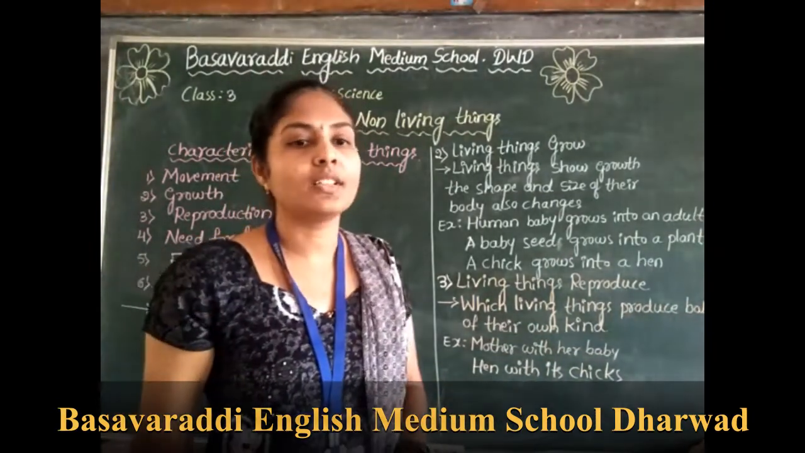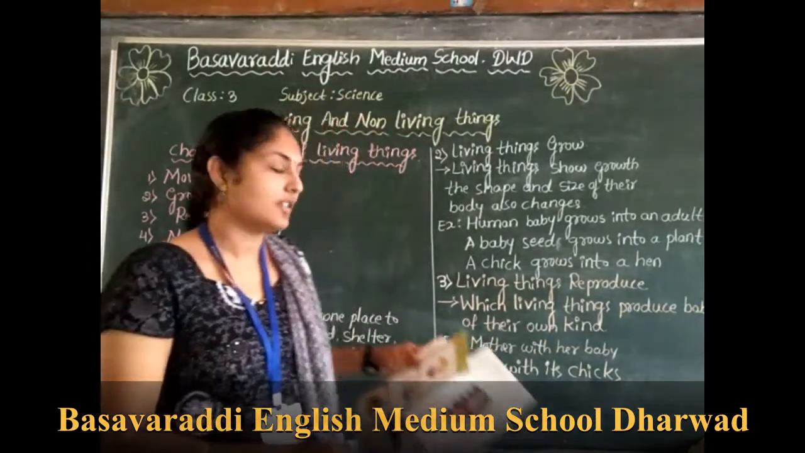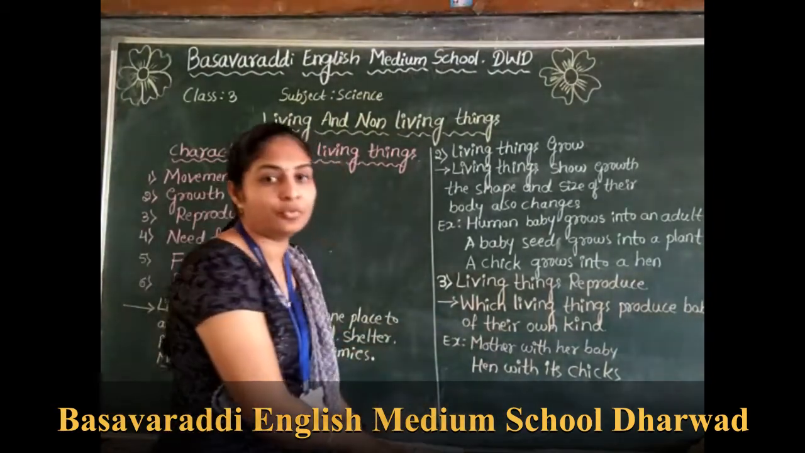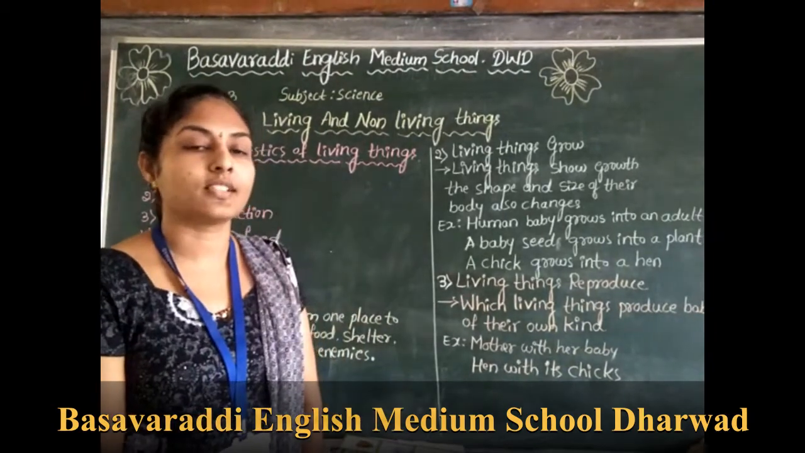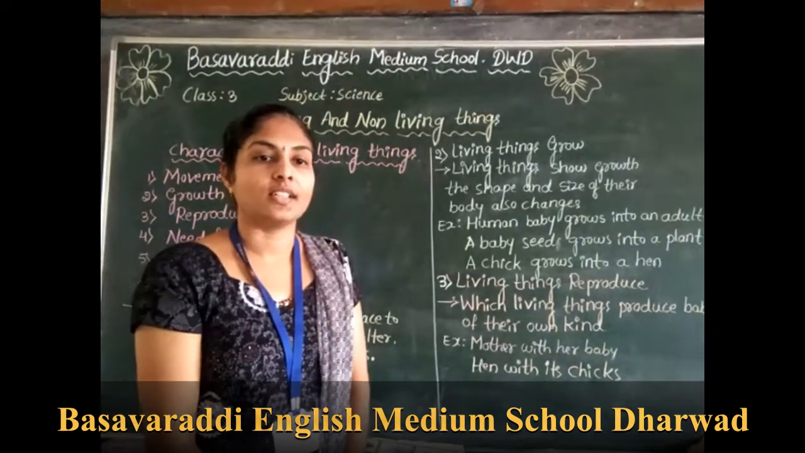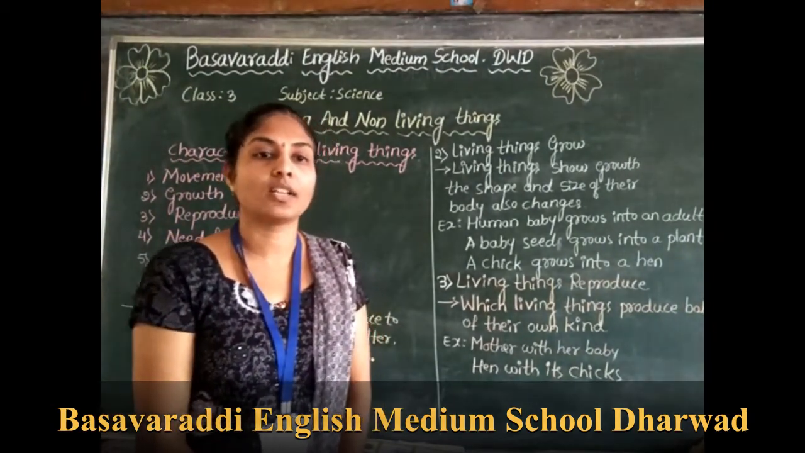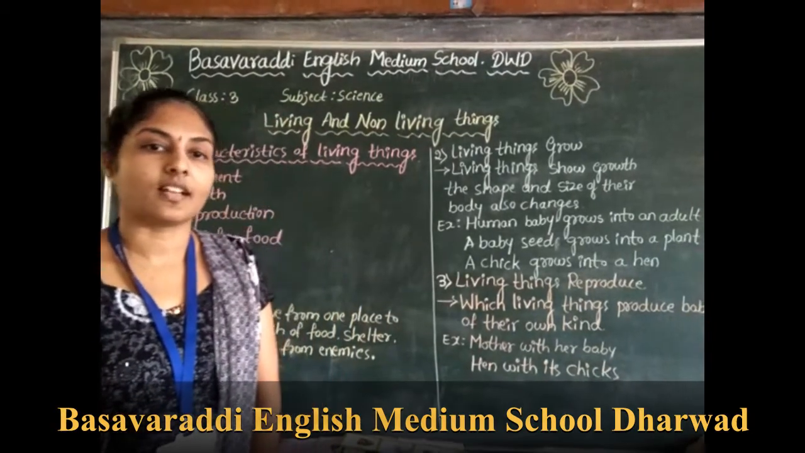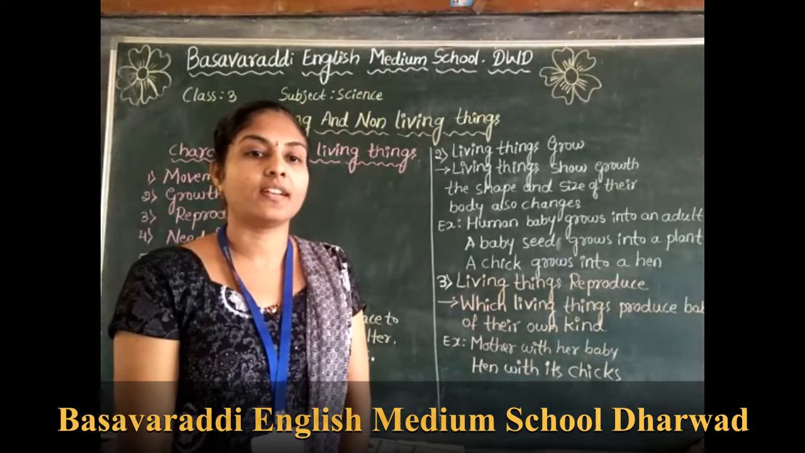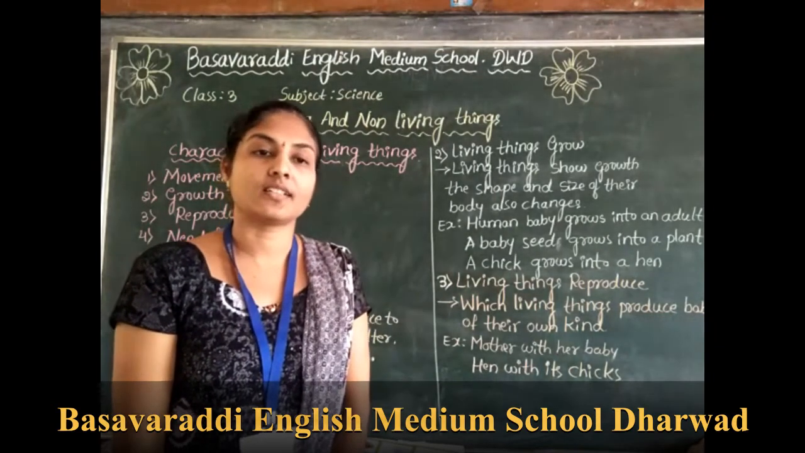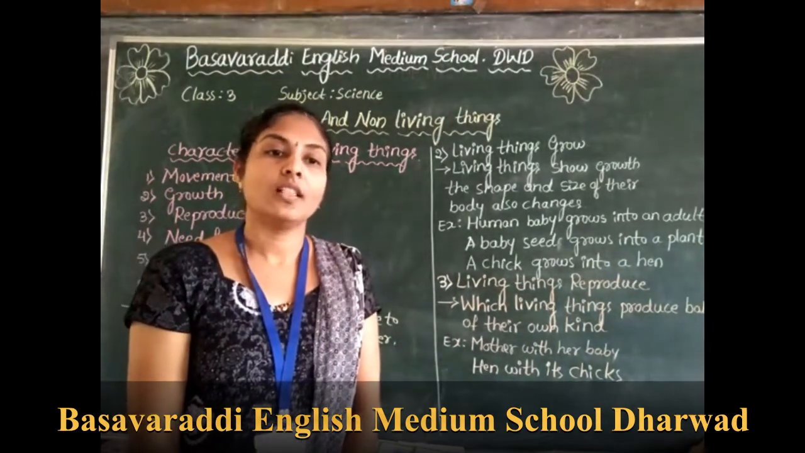Then what are the natural things? These are the sun, the moon, the stars, the planets, the mountains. These are the natural things. I will show some pictures about that. These are the sun, the moon, the stars, planets, mountains, etc. These are all the natural things.